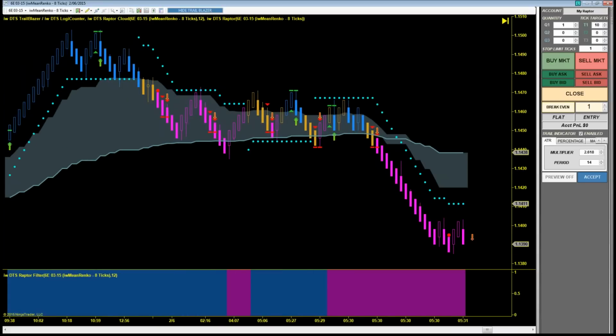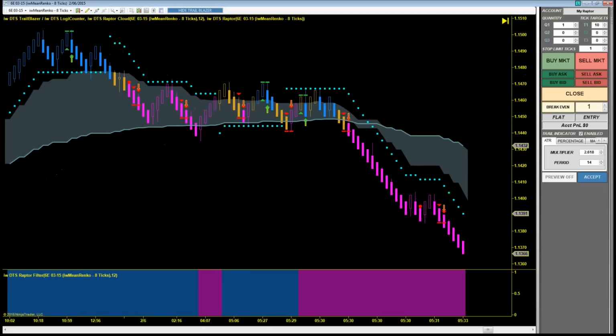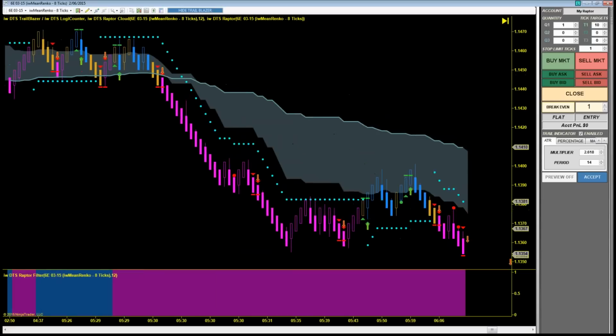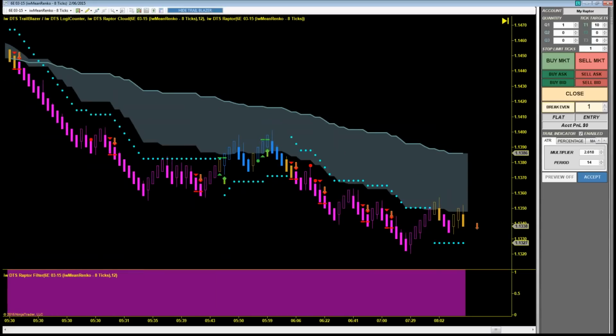So it comes out of the band. Everything is in sync. We've got a red signal, red bars, red filter. So the Raptor picked that one up. If we go back to yesterday's overnight, so where were we? So here's the open, nothing going on till the Raptor gets out of the band.